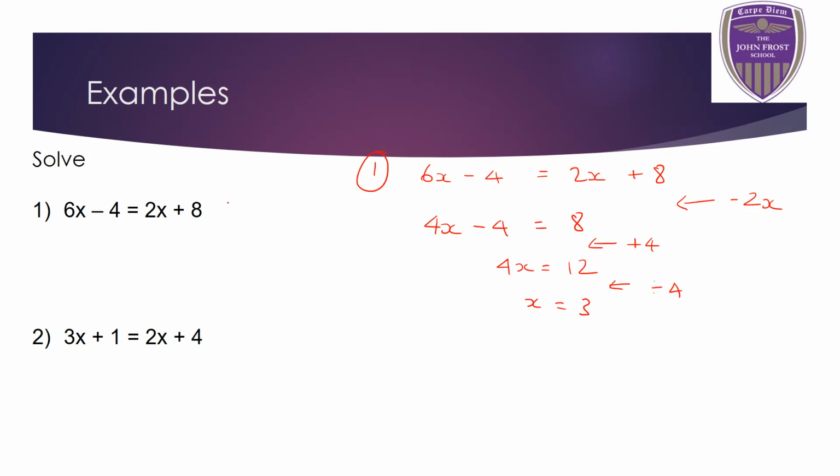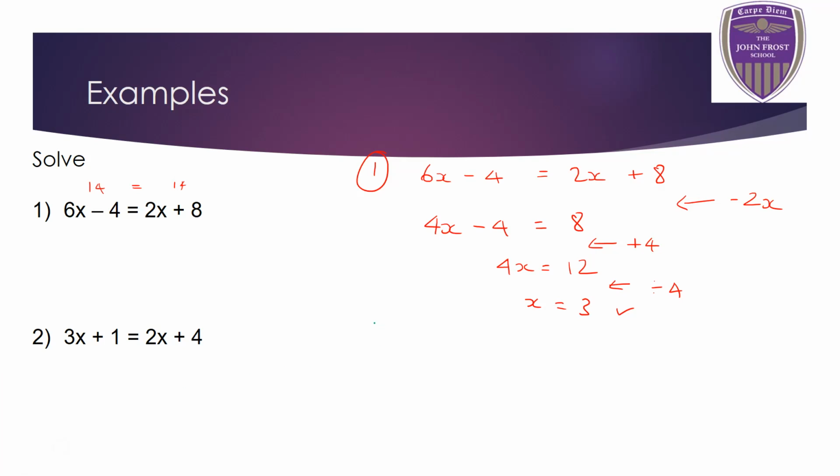So if x is 3, let's just double check, okay? Because remember, these two need to be equal to each other, don't they? So 6 times by 3 is 18, yeah? 18 take away 4 is 14. And on this side, 2 times 3 is 6. 6 plus 8 is 14. So they are equal to each other. So x is most definitely 3.